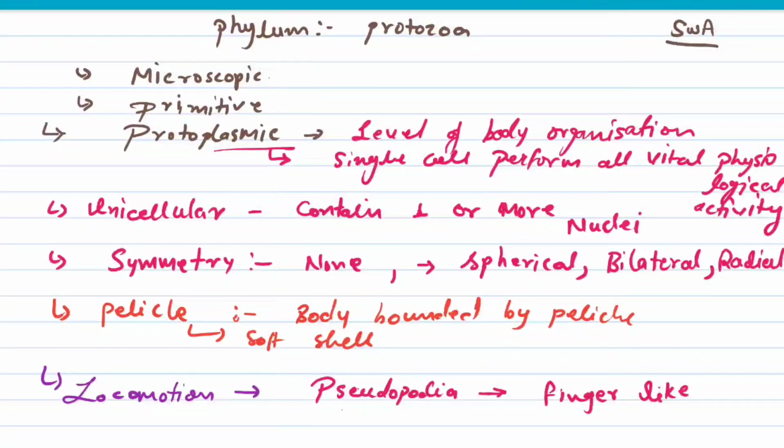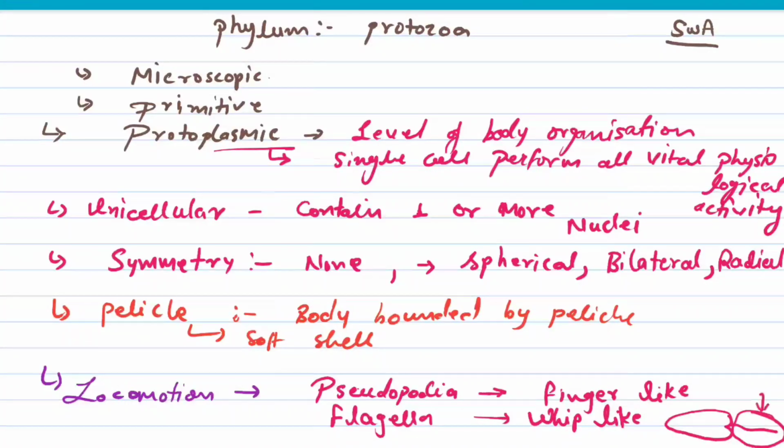Locomotion can also be done by flagella in phylum Protozoa. Flagella is a whip-like structure, like in Euglena. Locomotion is also done by cilia. Cilia is a hair-like structure, like in Paramecium. Locomotion may also be absent.